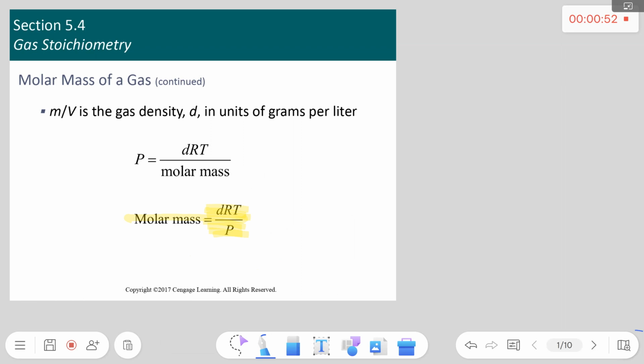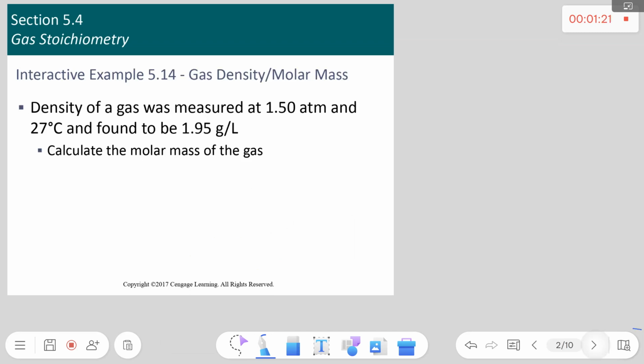What I found out so far is most people going through the 5.4 homework get so hyper-focused on using PV equals nRT, they totally forgot you can do this. So here's a good ding, ding, ding. PV equals nRT uses moles. Molar mass of the gas uses molar mass. This is a big key word to help you figure out which one you're going to be trying to use. So let's try this problem out.